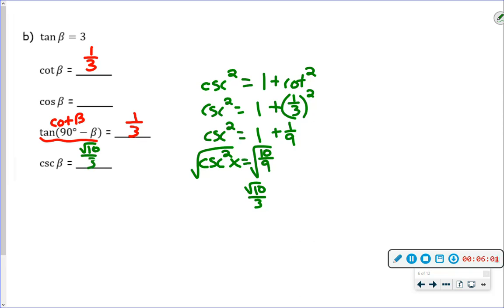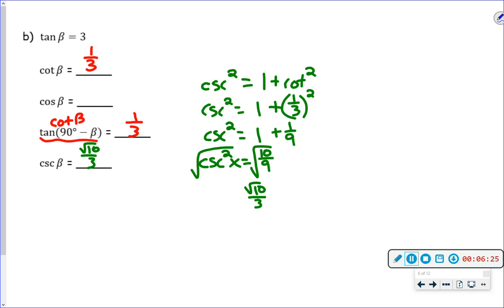Okay, the last thing we need is cosine. So we're going to work off our identities here again. Cosine relates to sine and tangent. Tangent is sine over cosine, but we're not given sine, so that's not going to help me. So I'm looking at some other identities we could use. Cosine and secant go together. If I can get secant, I can flip it to get our cosine.